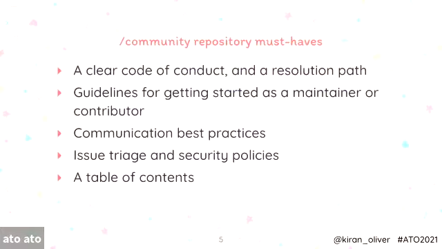Some must-haves in a slash community repository look like a clear code of conduct, and more importantly, a resolution path. What happens if somebody has an issue? Where do they go if they have a problem? That should also be outlined in your slash community repository. Having a code of conduct is a good start, but also make sure that your maintainers and your community members that might encounter an issue know where to go, or the path to escalation if they do encounter an issue.